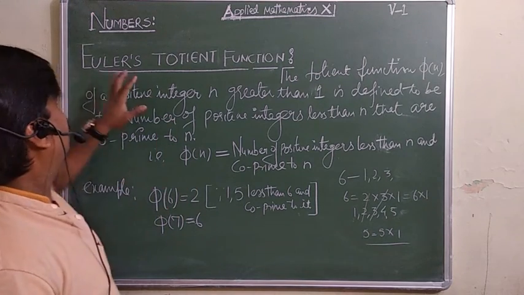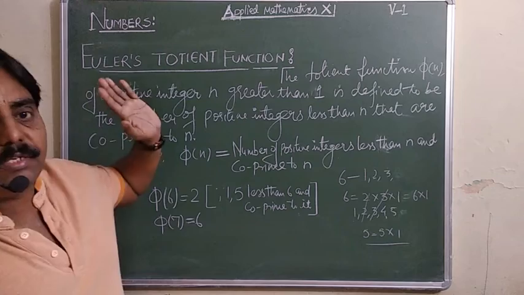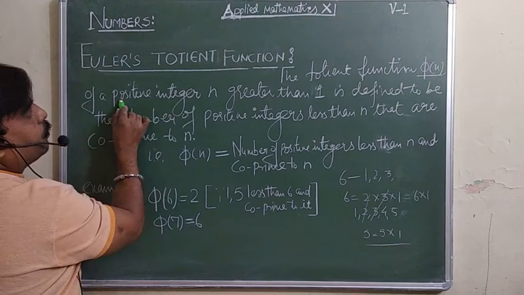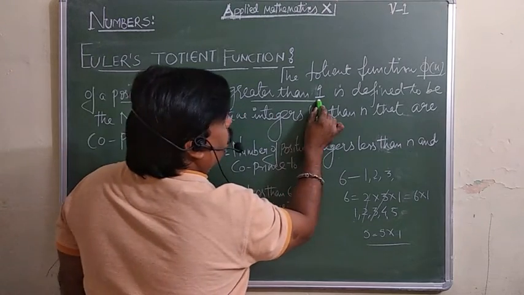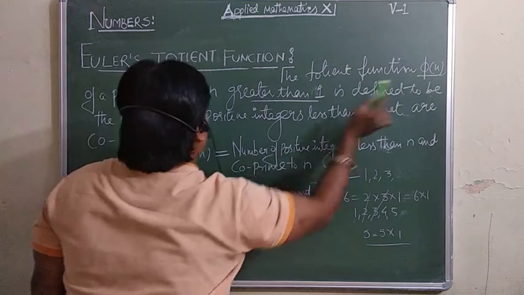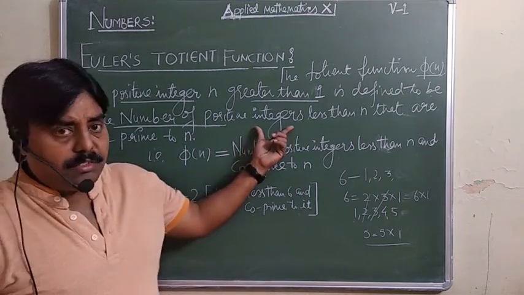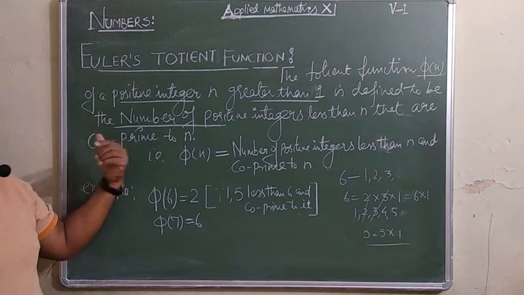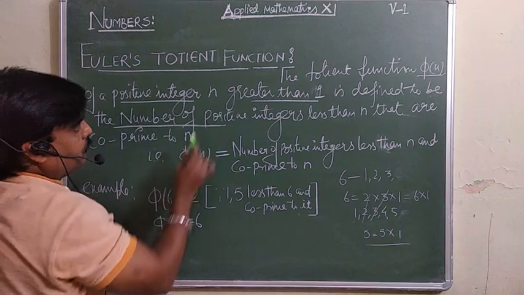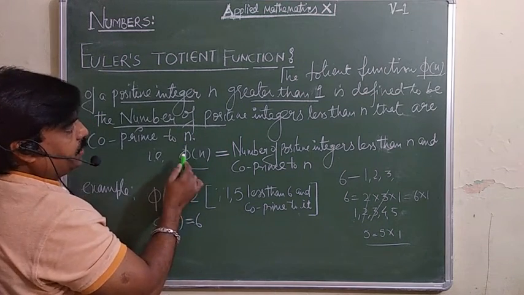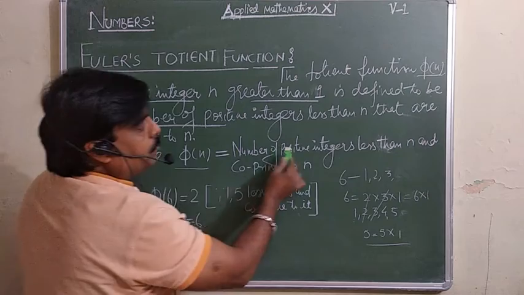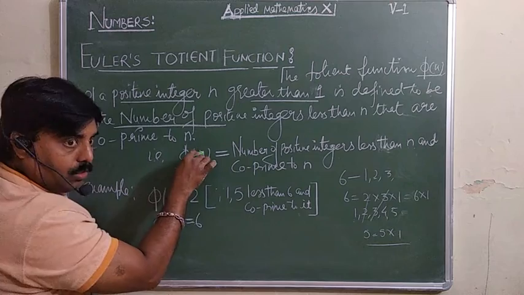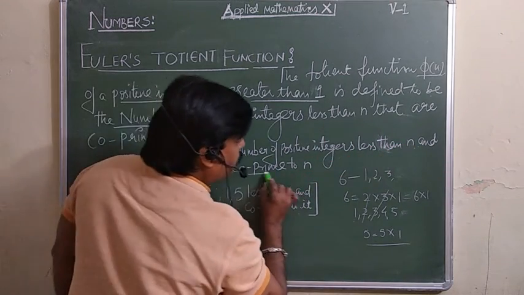Yes, now the Euler's Totient function. The totient function phi n, that is represented by phi n, for a positive integer n greater than 1 is defined to be the number of positive integers less than n that are co-prime to n. Means if you are going to find the Euler totient function of any integer, phi n, it is the number of positive integers which are less than this number n, and these should be co-prime to n.